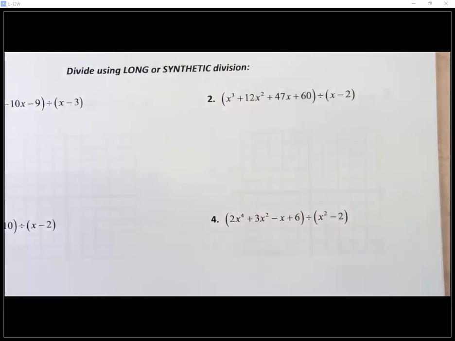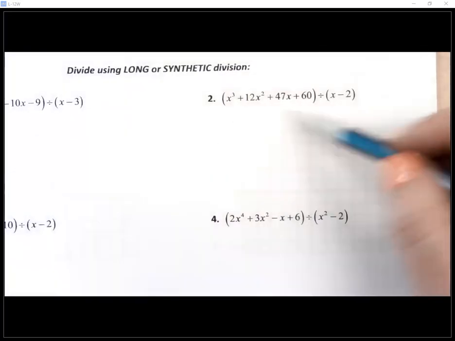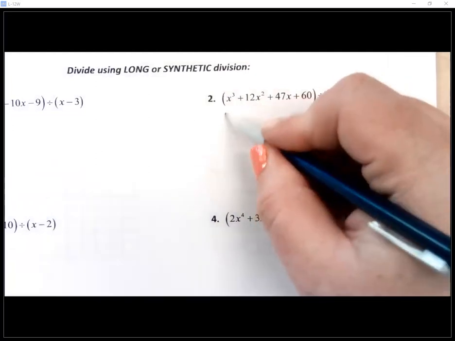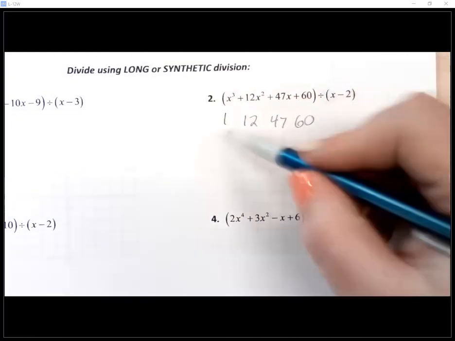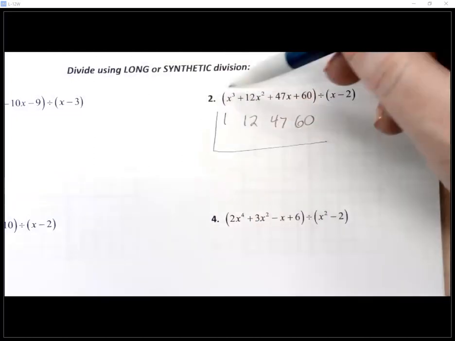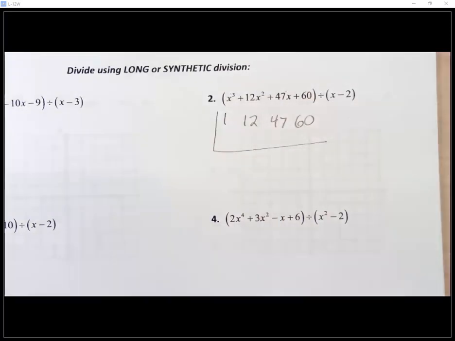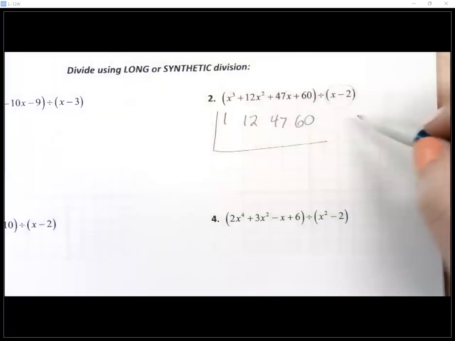So let's start with synthetic on number 2. All I'm going to do is drop down my coefficients, 1, 12, 47, 60. I'm going to make sure that I don't need a zero placeholder. 3, 2, 1, none. All my degrees are represented, so that looks good. What's the number that you actually plug in? Am I plugging in 2 or negative 2? Positive 2. I'm always looking at what the 0 would be if that was the factor. So I'm going to pop in a 2.